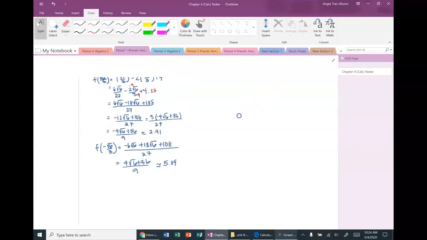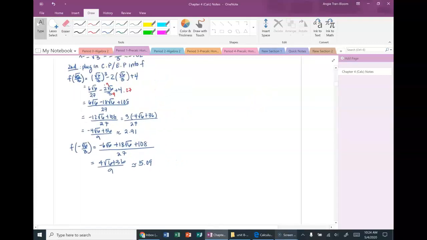Okay, so as you can see, both y values: one y value is at 2.91 and the other y value is 5.09. Now, don't think that the higher the y, that's automatically a maximum value. That is not always true. So since we do not know which one is the higher value and which one is the lower value, I am going to make myself a number line. I like number lines because it helps me visualize and organize my information.